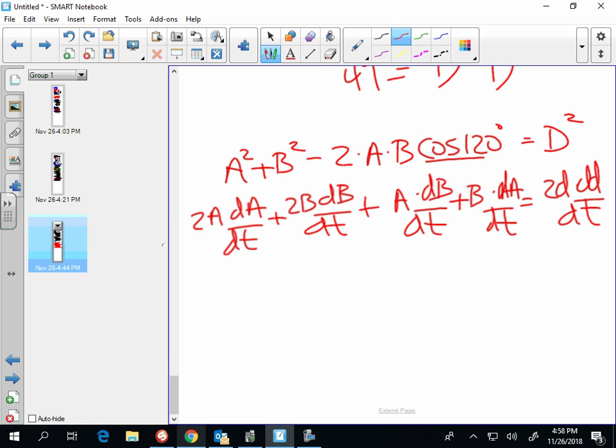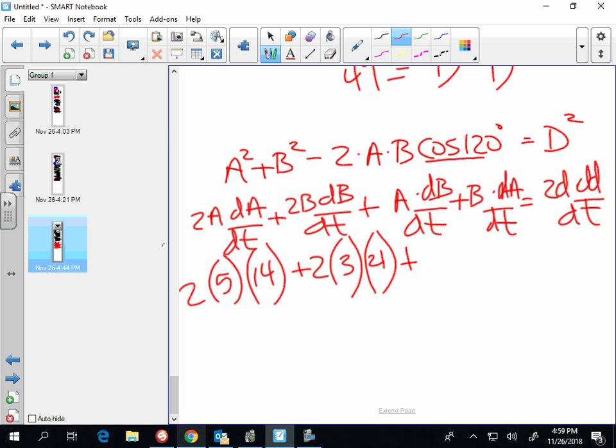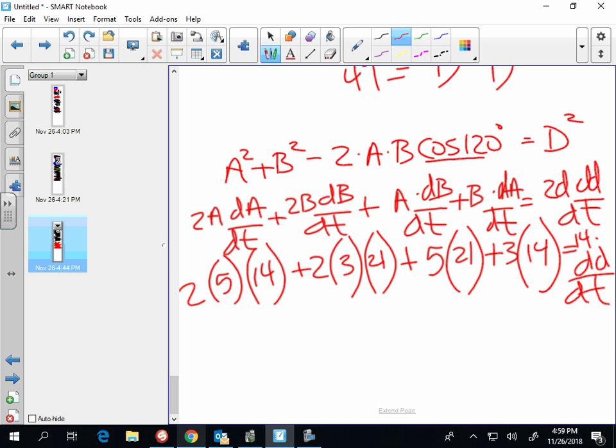We know that a is 5. We know that dA/dt is 14. We know that b is 3, and dB/dt is 21, plus 5 times 21 plus 3 times 14 equals, what was d? 7. 2 times 7 is 14 times dd/dt. So we're almost there. Yeah, but I've run out of room on this board.